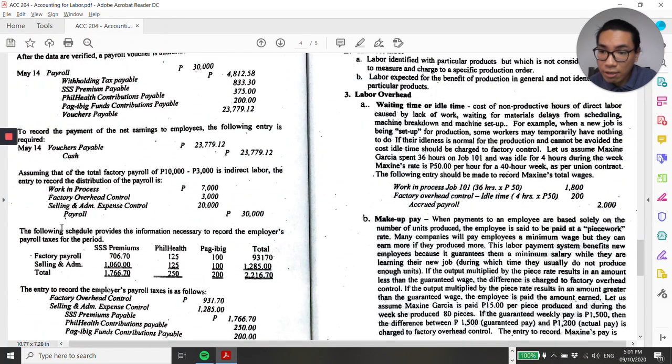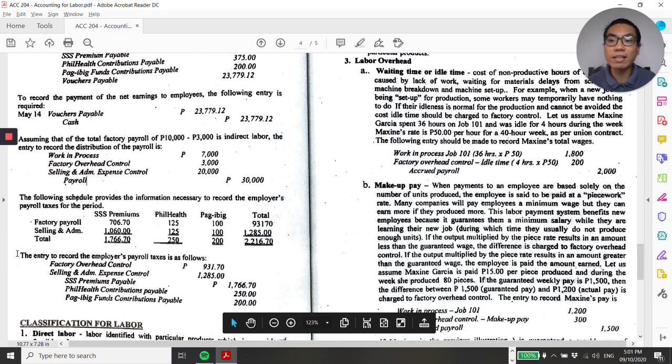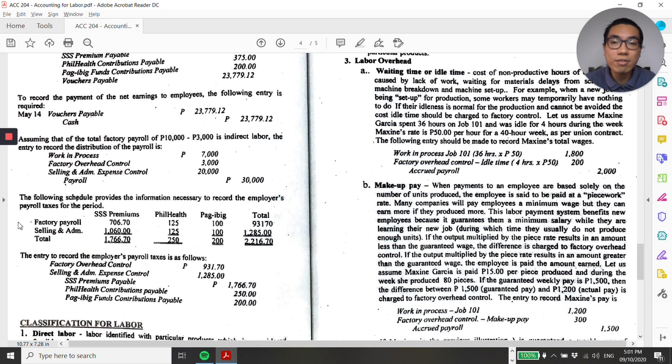Ayan. And then yung next, yung continuation ng illustrative problem natin. The following schedule provides the information necessary to record the employer's payroll taxes for the period. Again, remember, meron tayong katulad na lang sa SSS natin, yung employer contribution doon, na related lang siya to the employer's contribution.